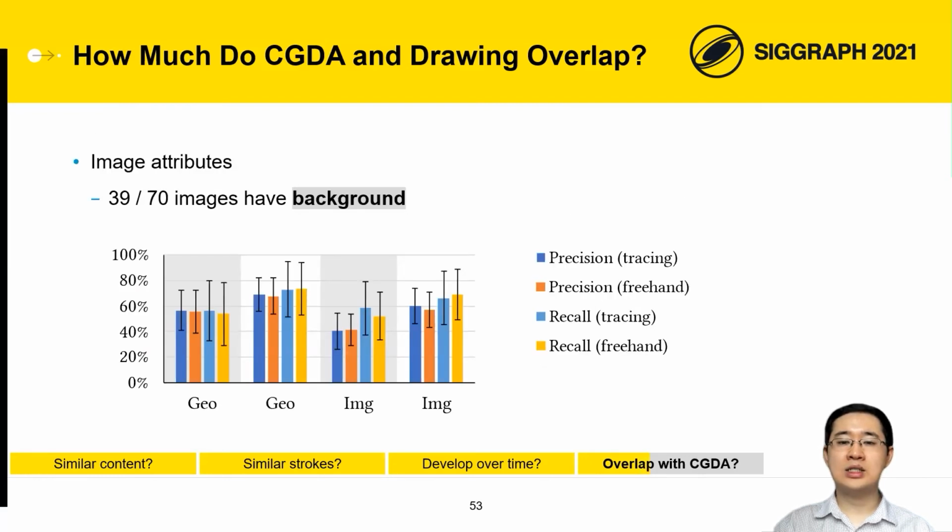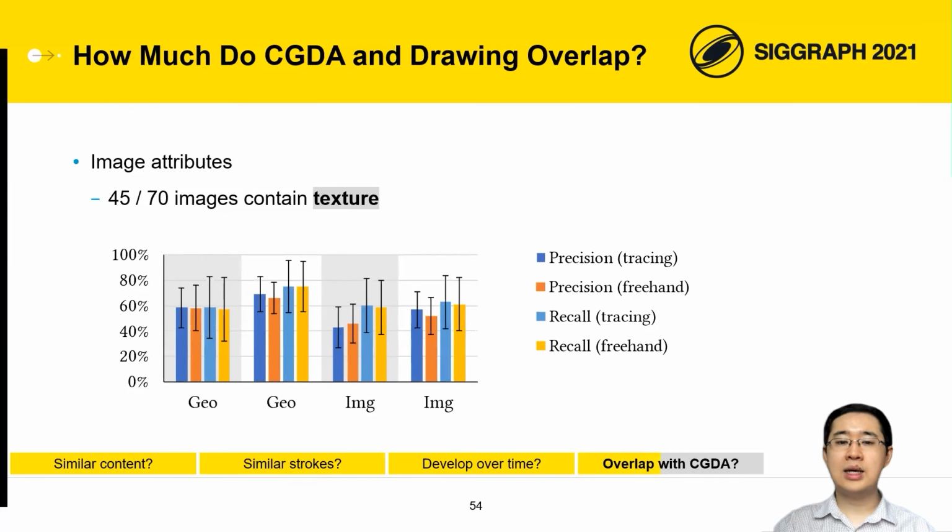We also observed that CGDA achieved different performance on different images. For both tracing and freehand drawing, CGDA achieved lower precision recall on images containing background. The same trend was observed for images with texture. This agrees with our intuition because NPR typically does not consider image background or texture, and image processing output often includes extraneous edges from background and texture.